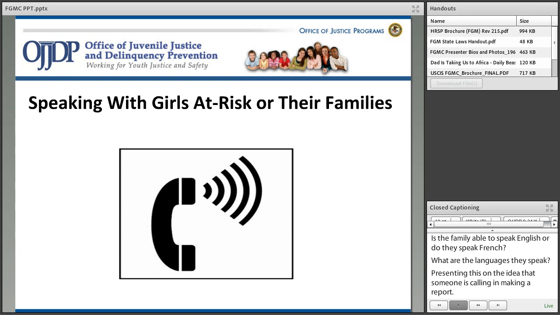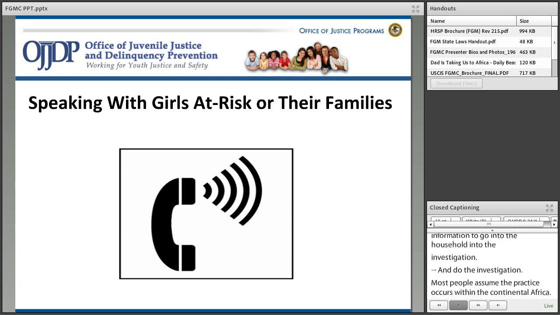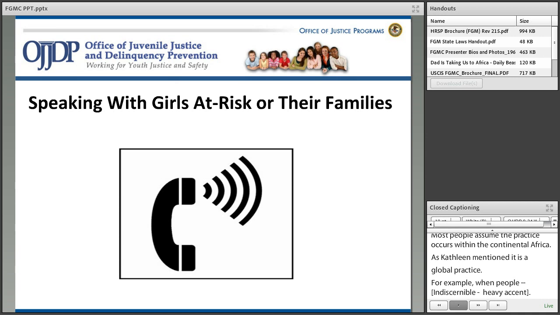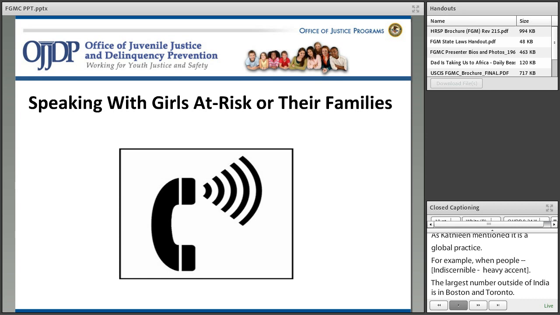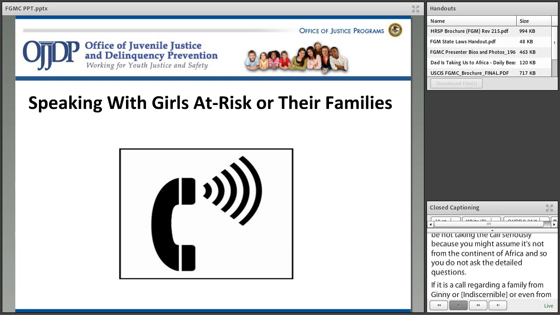And as you saw on the map, most people assume that the practice only occurs within the continent of Africa, and as Kathleen mentioned earlier, it is actually a global practice. For example, people usually don't assume that a certain subsect in India, the Ismailis, perform this procedure, and the largest number of Ismailis outside of India is in Boston and then in Toronto. So if you're getting the call, you might not take it seriously because you might assume, oh, it's not from the continent of Africa, therefore let me not ask the detailed questions that I'm supposed to ask, if it is a call regarding, let's say, a family from Guinea or Mali or even Nigeria, right? So sometimes we don't really assume that this practice occurs in other communities.